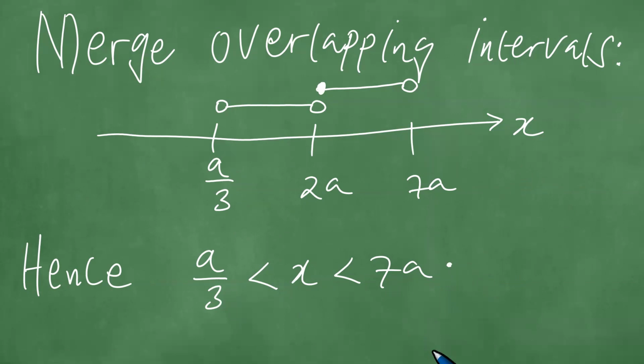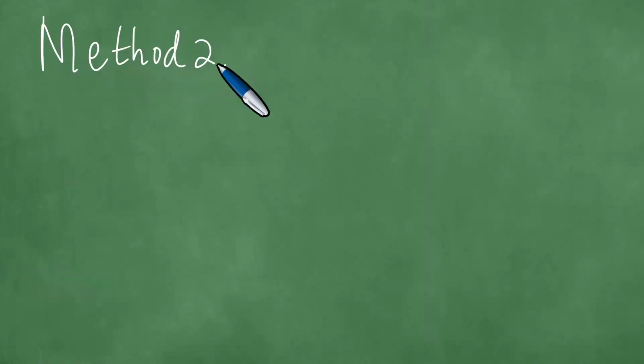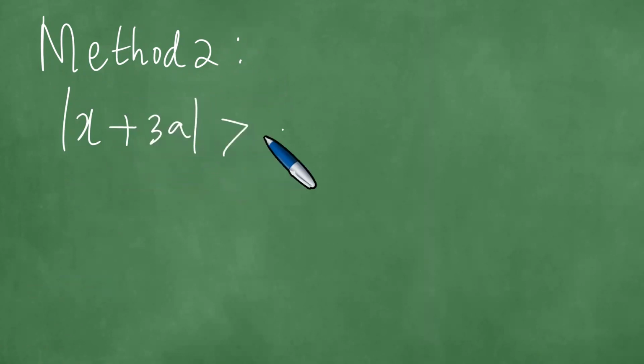My friends, then we continue to solve these particular problems in a step-by-step fashion. Okay, continue. Right, continuing, we look at method 2 of solving this problem. Right, we have method 2, and we still are looking at x plus 3a bigger than 2 times x minus 2a.